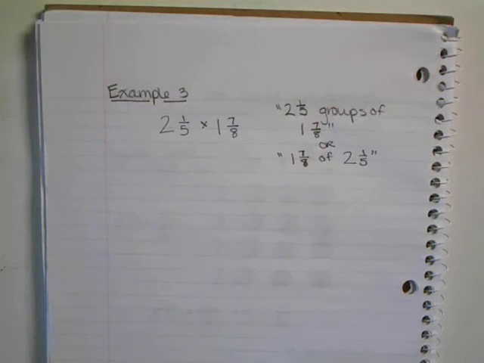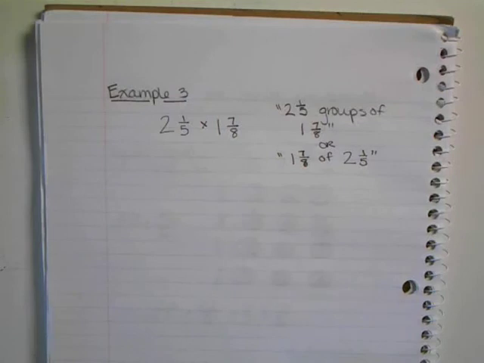Okay, so here you go. If you multiply 2 times 1, you'd also have to multiply 2 times 7/8, which is 14/8, and 2 times 1 is 2. And then you would also have to multiply 1/5 times 1, which is 1/5, and then 1/5 times 7/8, which is 7/40, and then find a common denominator between 5, 8, and 40, and then add them all together.